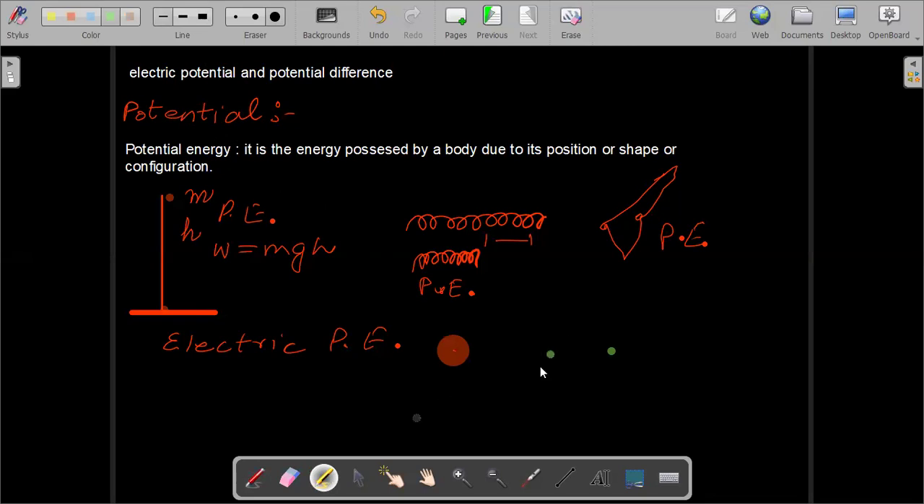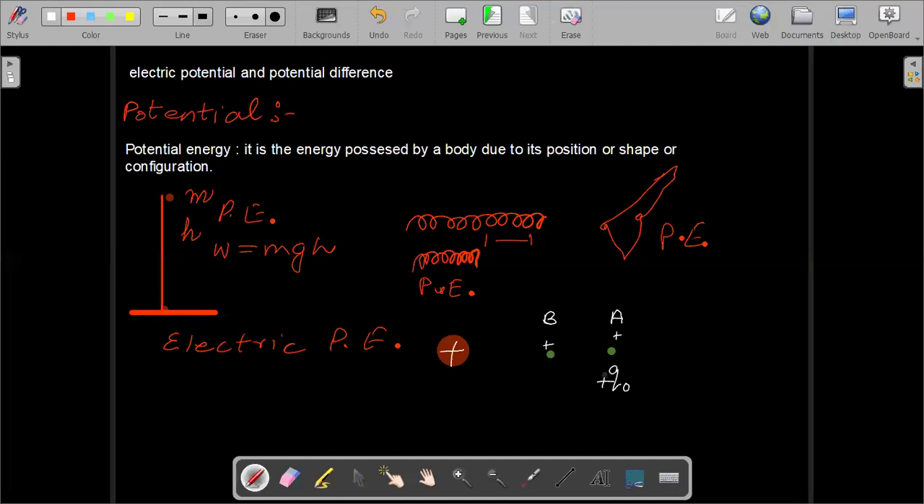Both the charges are positive. Sorry, I consider this charge as the positive charge, and this charge is also a positive charge. I am trying to bring this charge from point A to point B. The charge I have taken is a positive charge of plus Q naught. Naught means it's a very small amount of charge, which is moving from point A to point B.